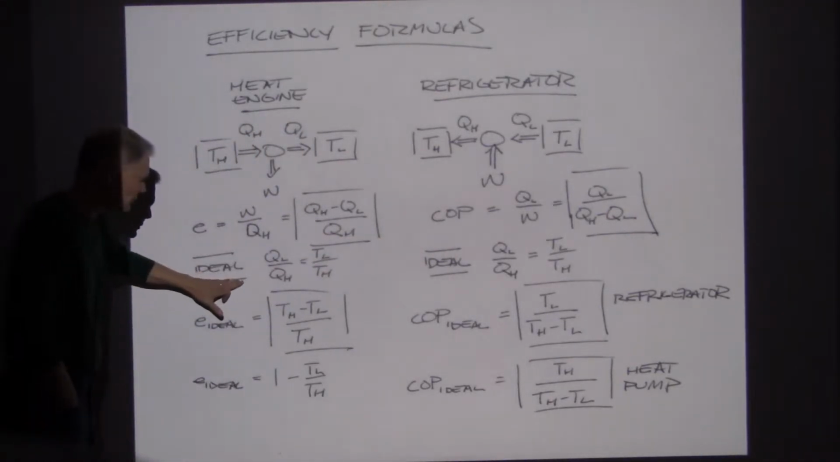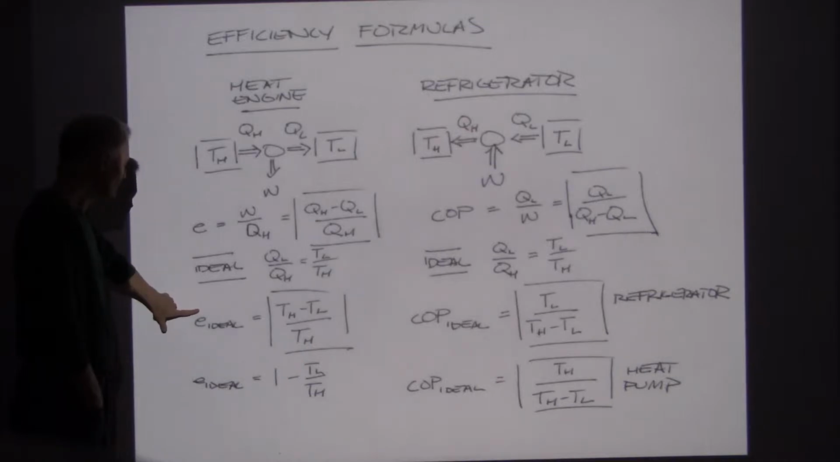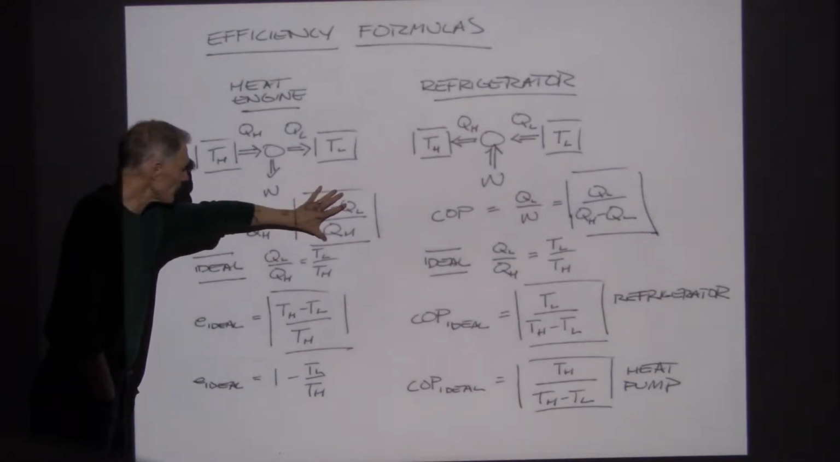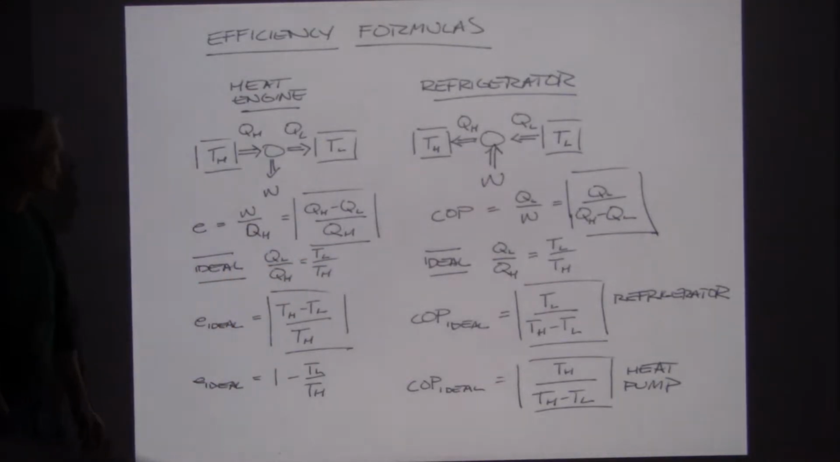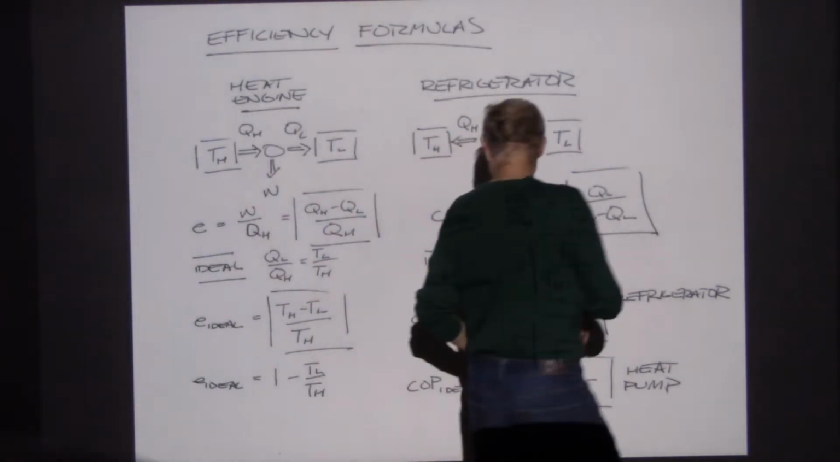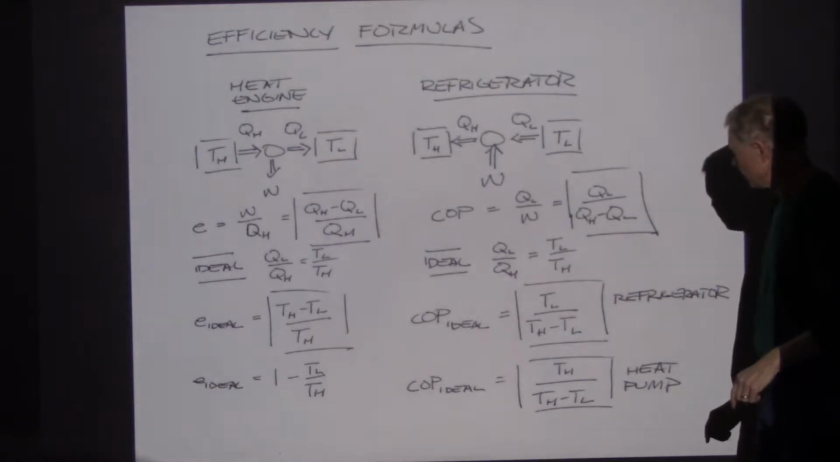And then for the heat engine, what that left us with was the ideal efficiency: take all these Qs and replace them with Ts, and the formula can be rewritten this way. Okay. So now the refrigerator, that ideal COP we just looked at is in terms of operating temperatures.